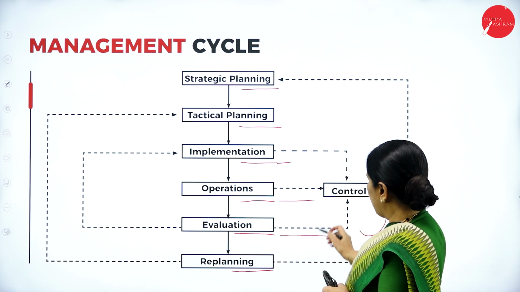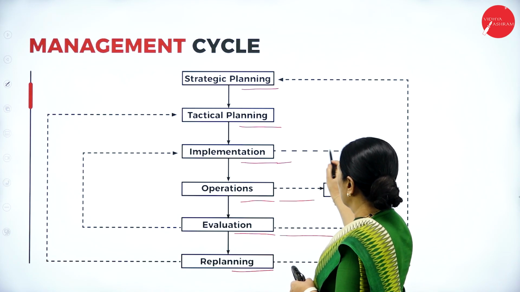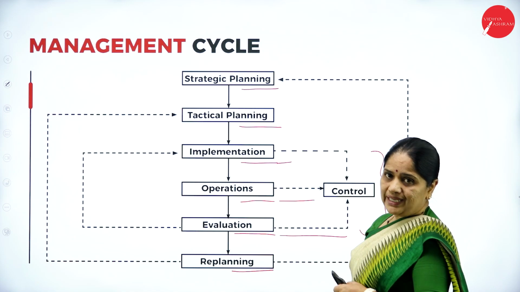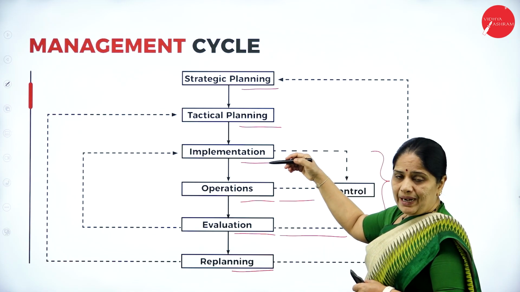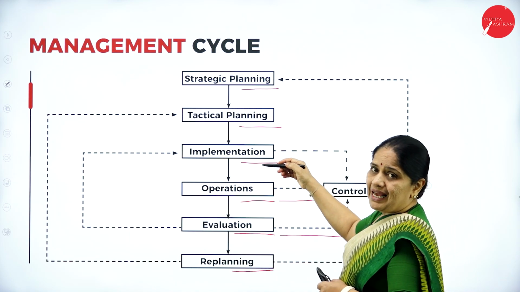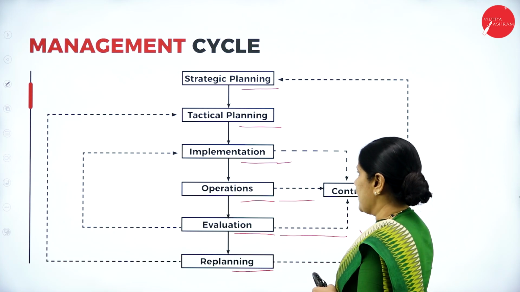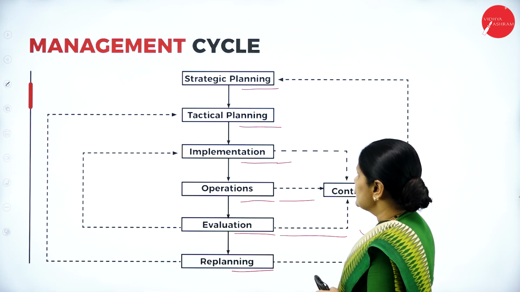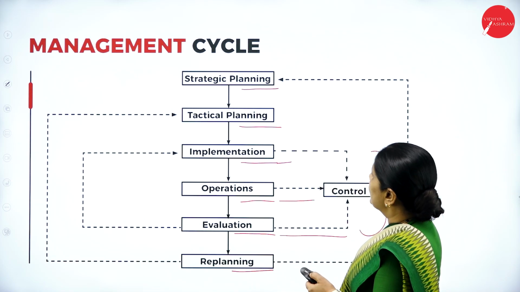Now here we have a drawing. So evaluation control, operation control, implementation also is to be controlled. Why do we need this control function here? When we have planned, as per the plans, we have to check whether the work is going as per the plans. Now again, what is this tactical planning and strategic planning here? Let us see here.